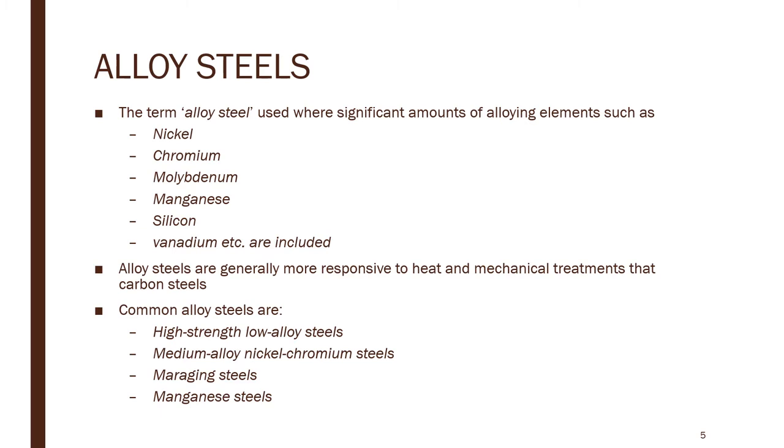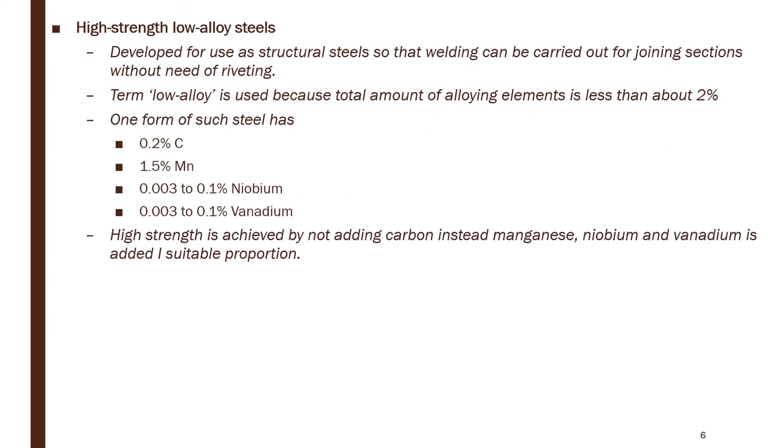Some of the commonly used alloy steels, as already mentioned earlier, are high strength low alloy steels, medium alloy nickel chromium steels, maraging steels, and manganese steels. We will see them one by one. The first one is high strength low alloy steels. High strength low alloy steels have been developed for use as structural steels, so that welding can be carried out for joining sections where riveting is not required. The term low alloy is used because the total amount of alloying elements is less than 2%.